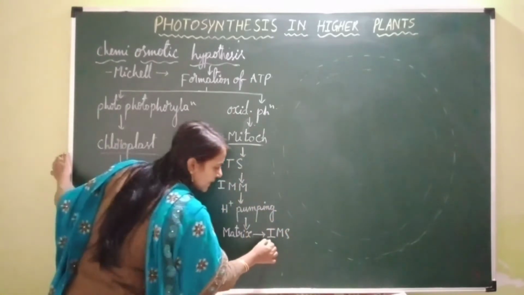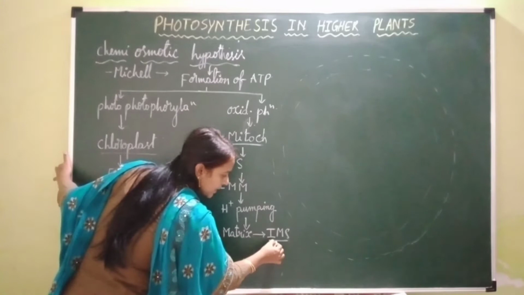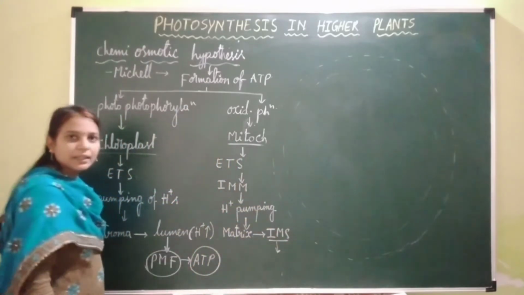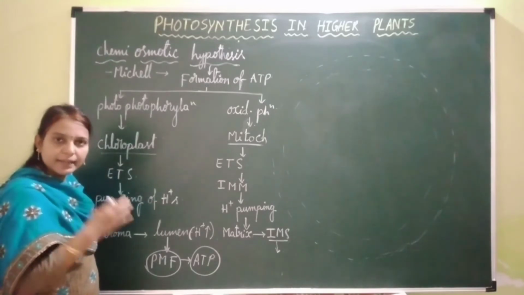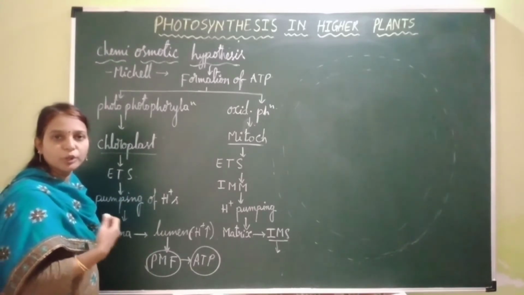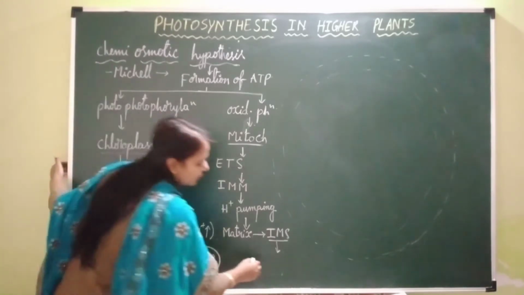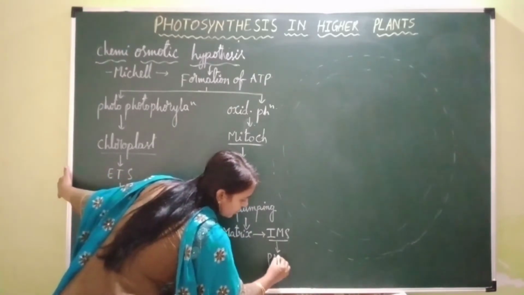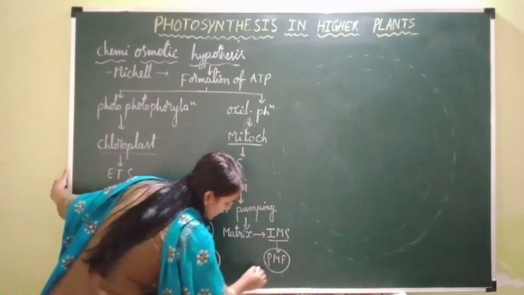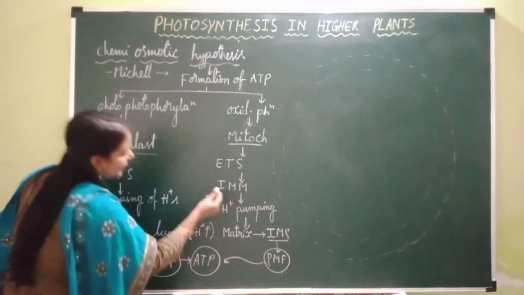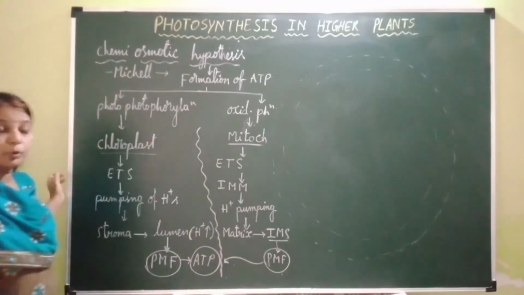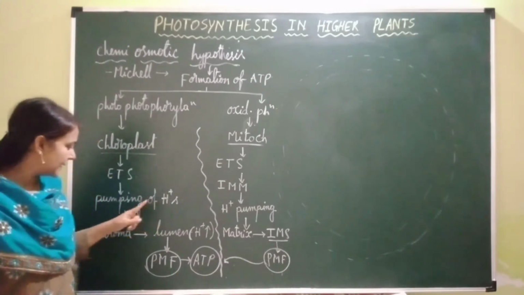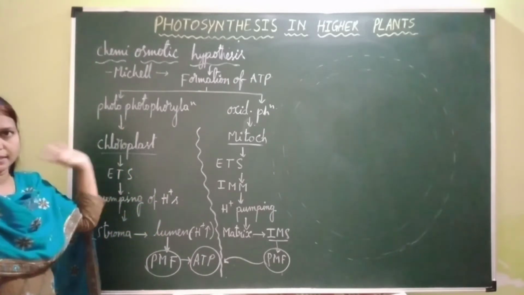So what happens inside this intermembrane space? The concentration of protons is increased. Due to the increase in concentration of protons, a proton gradient is developed, that is nothing but proton motive force, which is again responsible for the formation of ATP. Now let's study how this proton motive force is developed inside the lumen of the chloroplast.